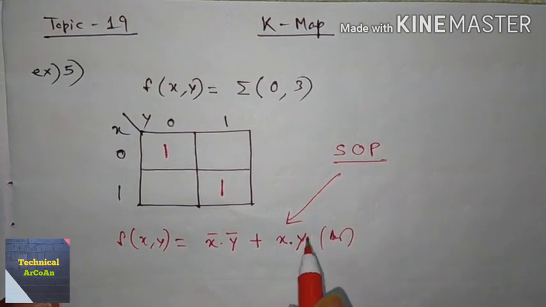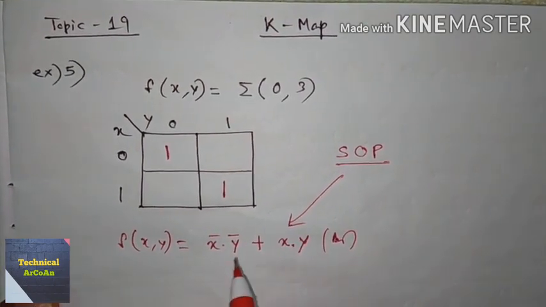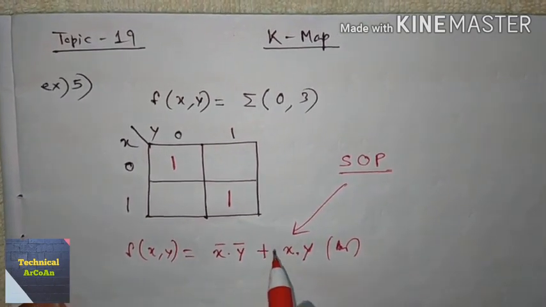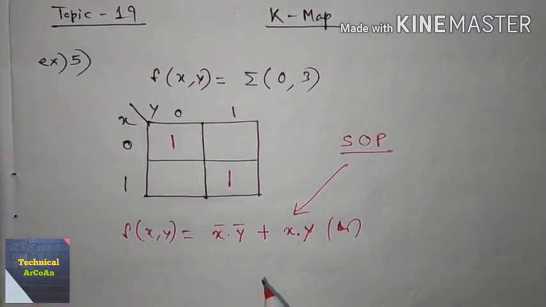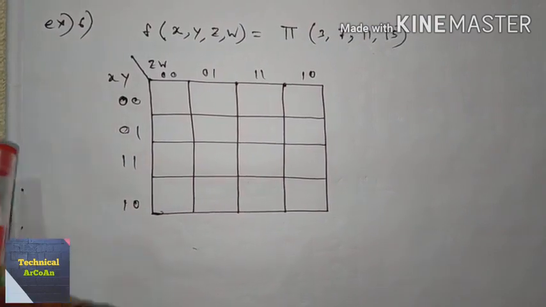This is your min term and this is your min term, and for min term, it should be sum of the product. So it is your sum of the product after solving this Karnaugh map. Now the sixth example we are taking.